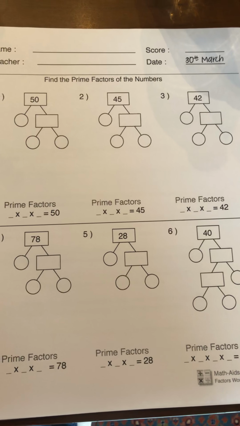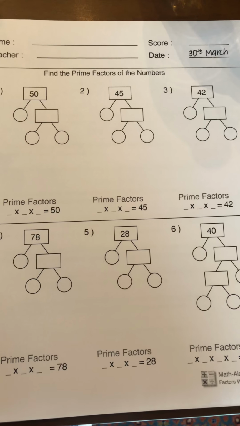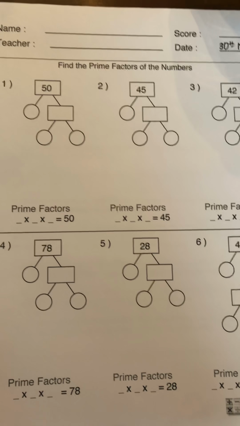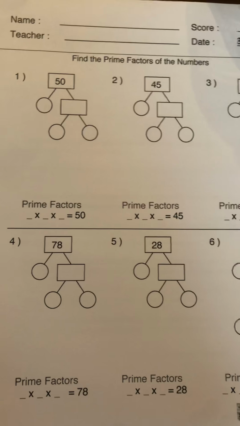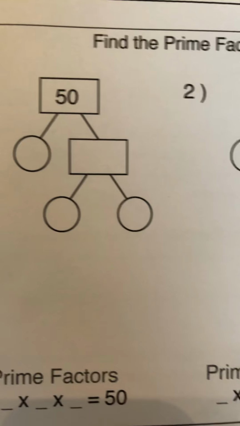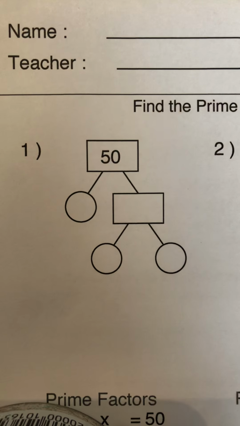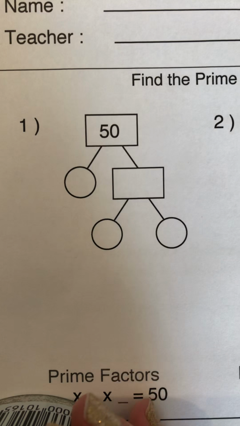Today's worksheet, March 30th, is going to do a review of former concepts that we've covered in the past, or that you've covered previously. So it's going to ask you to find the prime factors of the numbers. I'll do the first one for you so you can understand what we're talking about. This should be pretty easy. Some people call this a factor tree. Whatever you remember it as is fine.